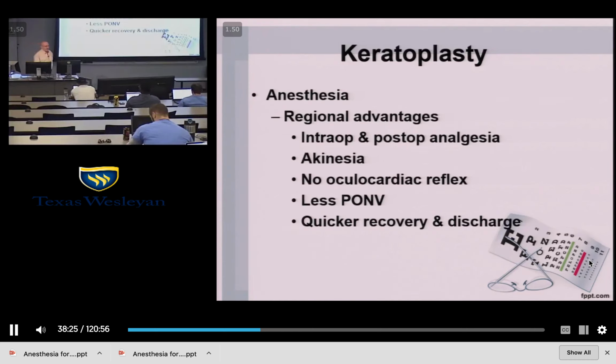All right? The advantages of doing regional anesthesia for these patients, obviously it's going to benefit for intraoperative and postoperative analgesia. It too will offer the akinesia of the eyeball that the surgeon needs. I put there no ocular cardiac reflex, but it should be, the risk should be minimized, all right? Less risk of post-op nausea vomiting, so decreasing the incidence of vomiting, which vomiting, remember, increases intraocular pressure by 30 to 40 millimeters of mercury. And of course, the patient is hopefully going to have a quicker recovery and discharge.